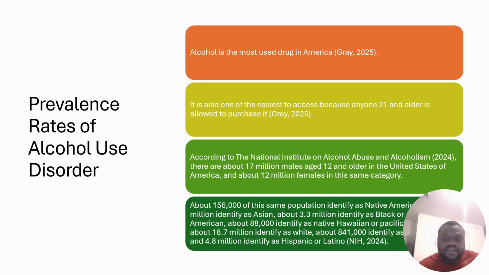about 156,000 identify as Native Americans. Almost a million identify as Asian. About 3.3 million identify as Black or African American. About 8,000 identify as Hawaiian or Pacific Islanders. Almost 90 million identify as white. About 841 thousand identify as multiple races, and about 4.8 million identify as Hispanic or Latino.